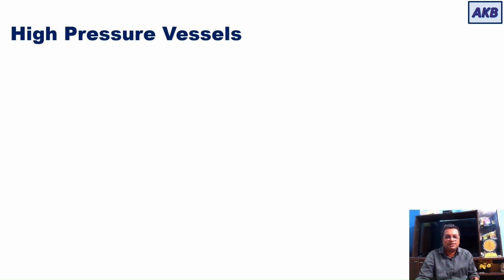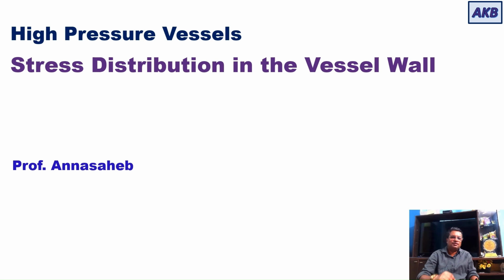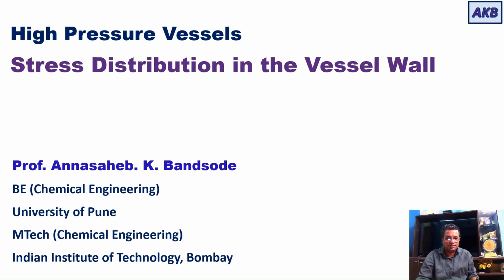Today I will continue my discussion on high pressure vessels, and the topic for today's discussion is stress distribution in the vessel wall. Since high pressure vessels are thick walled pressure vessels, stresses vary considerably with the wall thickness. They are distributed along the wall thickness. And today we are going to see how these stresses are distributed. There are three types of stresses. You have axial stress, you have radial stress, and the third one is circumferential or tangential stress.